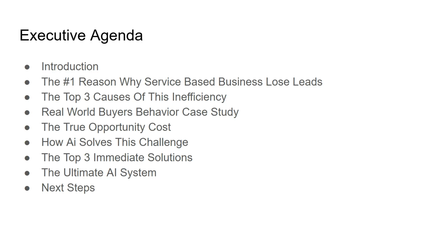Then the next thing we're going to talk about is the true opportunity cost. That's going to be another exercise that we'll do so you can actually see how much it's costing. And then we're going to talk about how AI can solve these challenges, and then the top three immediate solutions that you can do. And we'll wrap it up with the full ultimate AI system and what the next steps will be.